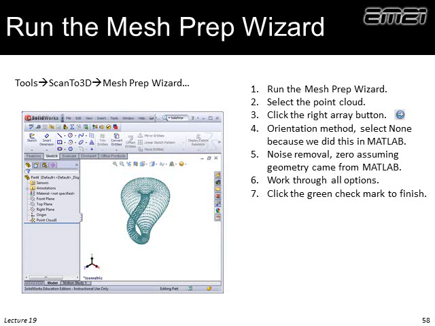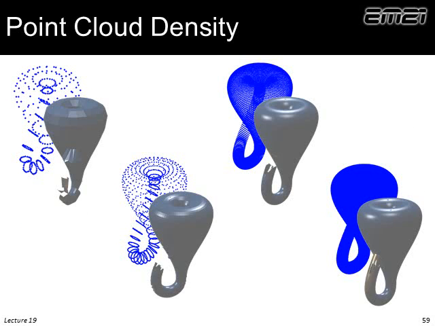Then we want to run the Mesh Prep Wizard. That takes the point cloud and actually creates the mesh from that. So then we have an object. And the last thing I want to point out: if we have very sparse points, SolidWorks does an okay job of generating the object from that. But notice as we go to more and more points, the object becomes resolved better and better. So whether we're generating these points in MATLAB or whether it's a 3D scanner, we always get a better object in the end with more points. But it takes up more memory and is slower.